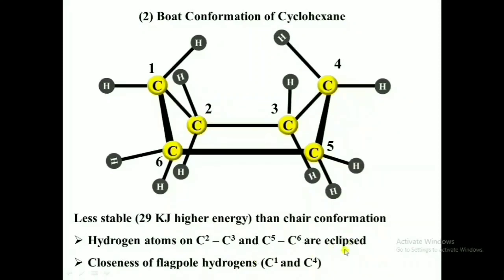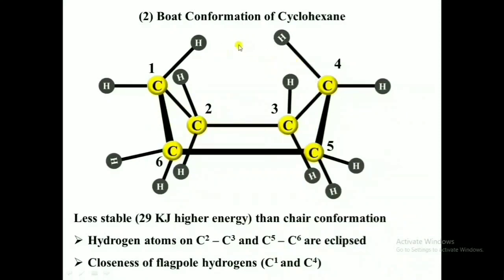The second reason is the closeness of flagpole hydrogens at C1 and C4. If you see the first carbon atom and the fourth carbon atom here, one of the hydrogen atoms attached to these carbon atoms, for example, this hydrogen atom for the first carbon atom, and this hydrogen atom for the fourth carbon atom. These two hydrogens, we call flagpole hydrogens because it's like a flagpole, and these hydrogen atoms come closer because of this boat conformation.